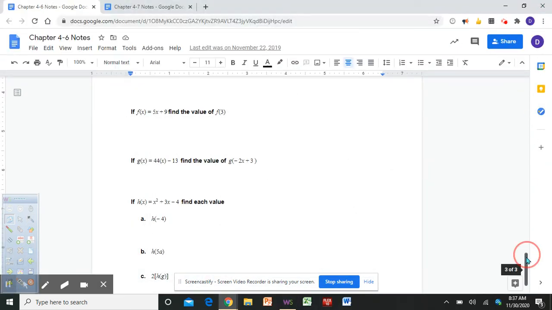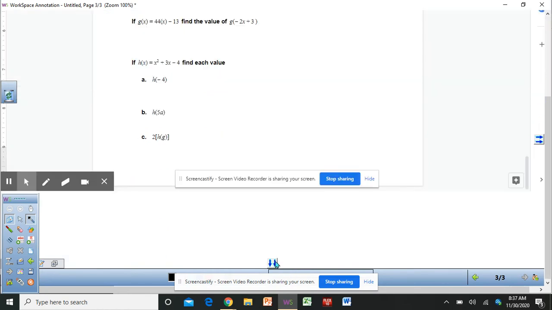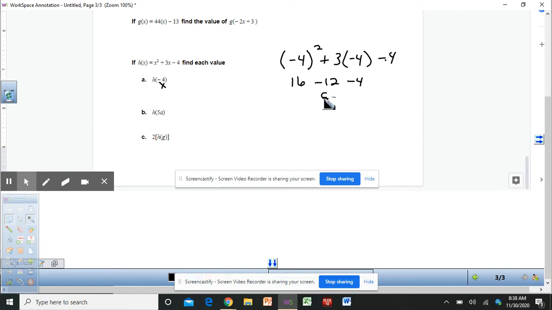Okay, we'll try a couple more. We'll look at these ones and then we'll be set. Here, every time I see an x, I'm going to replace it with a -4 in my equation. So -4 squared plus 3 times -4 minus 4. Notice how all I did was replace the x's with a negative 4. So this would be 16 minus 12 minus 4, which is 0.